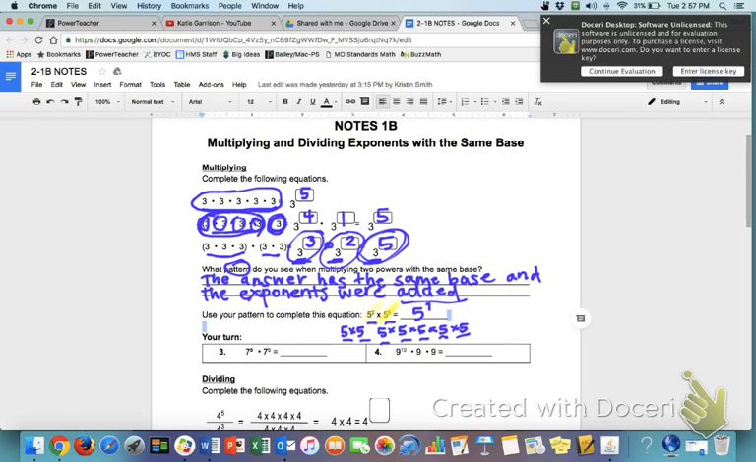Okay, take a minute to pause this video and try the 2 problems on the Your Turn and see if you get them right. After you push play, I'll have the answers on there.